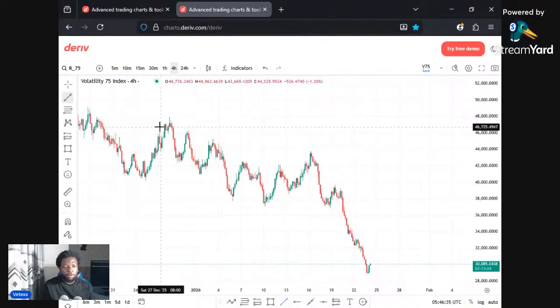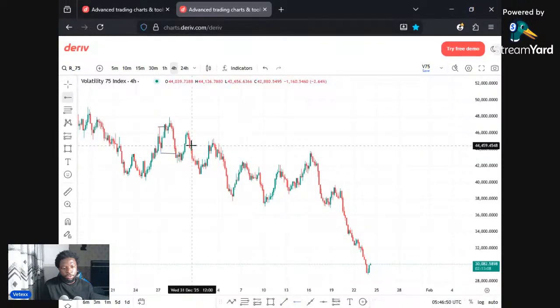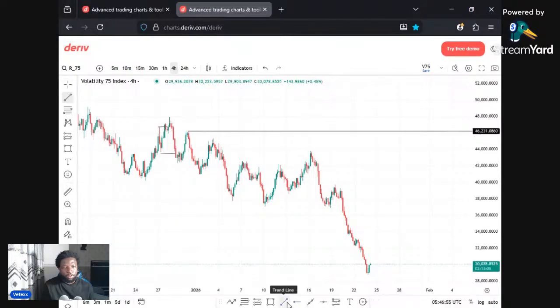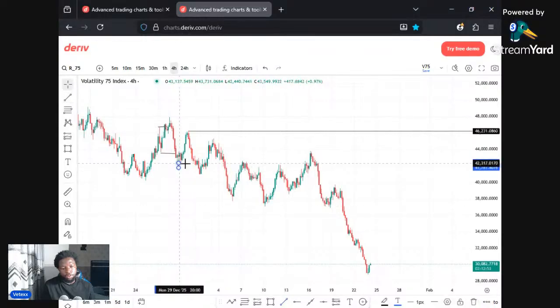So we have our rule number 1, our supply liquidity, which is this. We have our rule number 2, which is the first break of structure. Rule number 3, we have our structural liquidity. This liquidity is used for correction. This one is used for continuation. That's why anytime price takes it out, it always continues to the opposite direction. Rule number 4, we have the second break of structure, which is this.